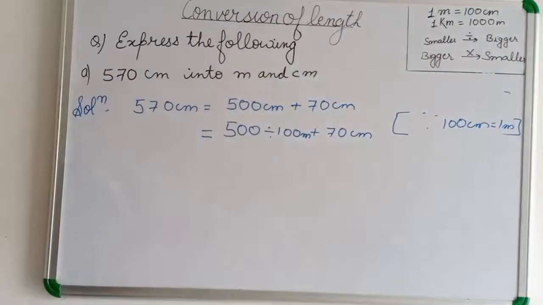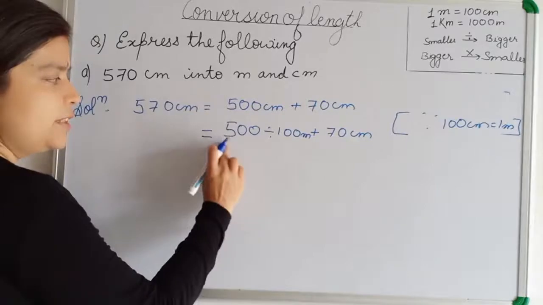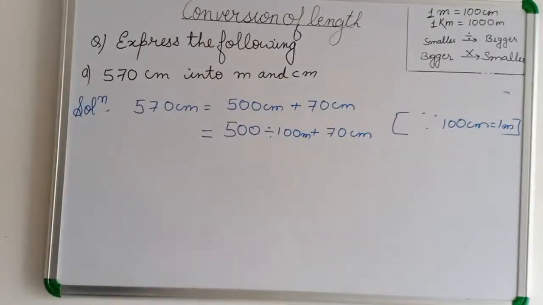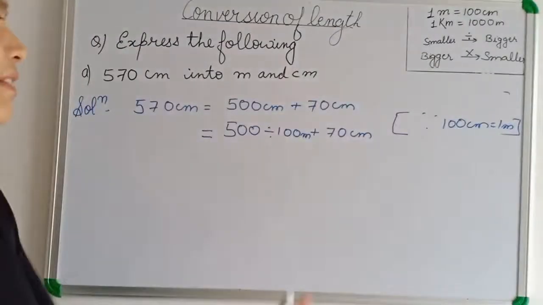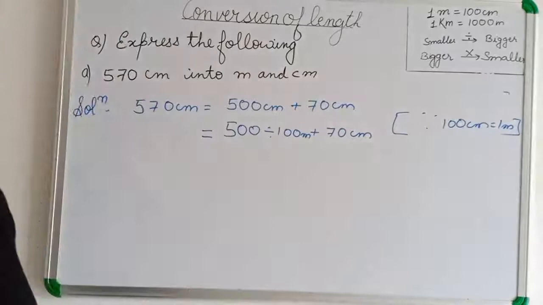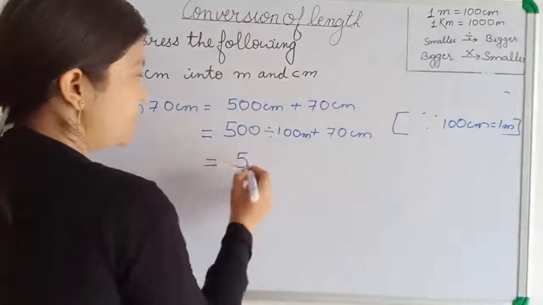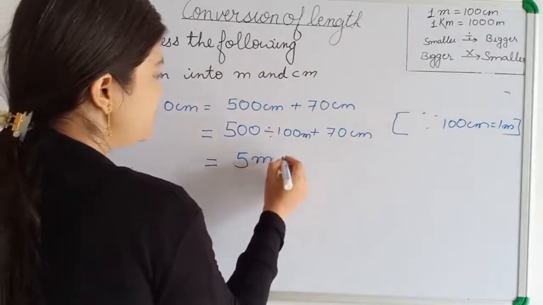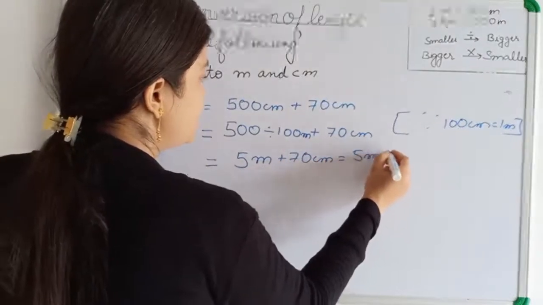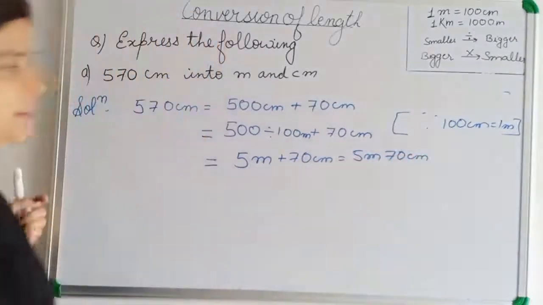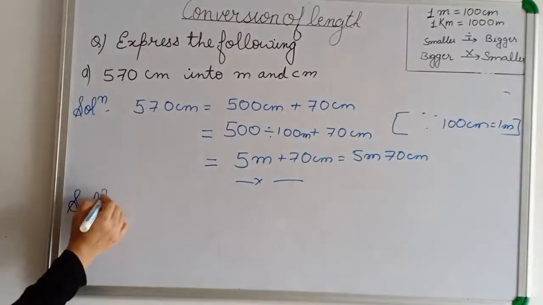Now children, when we are dividing the number, we are only removing the 2 zeros. Like that, when we multiply any number by 100, we add 2 zeros on the right hand side. When we divide any number by 100, we remove 2 zeros from the right hand side. So we remove these 2 zeros and it will become 5. It will become 5 meter plus 70 centimeter. We can write 5 meter 70 centimeter. Now you can do it in a different style also. The same problem you can solve in a different style.